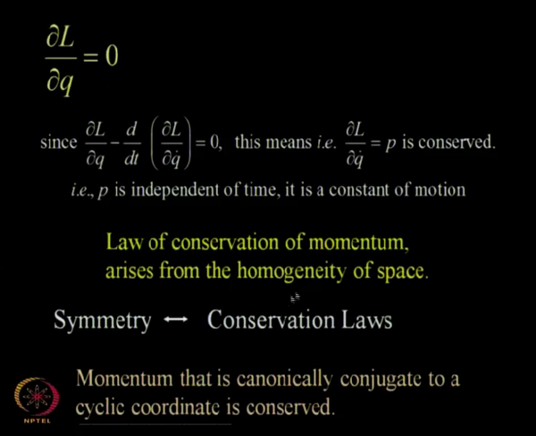And this is very nicely stated by this very well known law, that the momentum which is canonically conjugate to a cyclic coordinate is conserved. Okay. Whenever the Lagrangian is independent of a coordinate, this coordinate is said to be a cyclic coordinate. Okay, that is the meaning of a cyclic coordinate. A cyclic coordinate is one which does not appear in the Lagrangian.